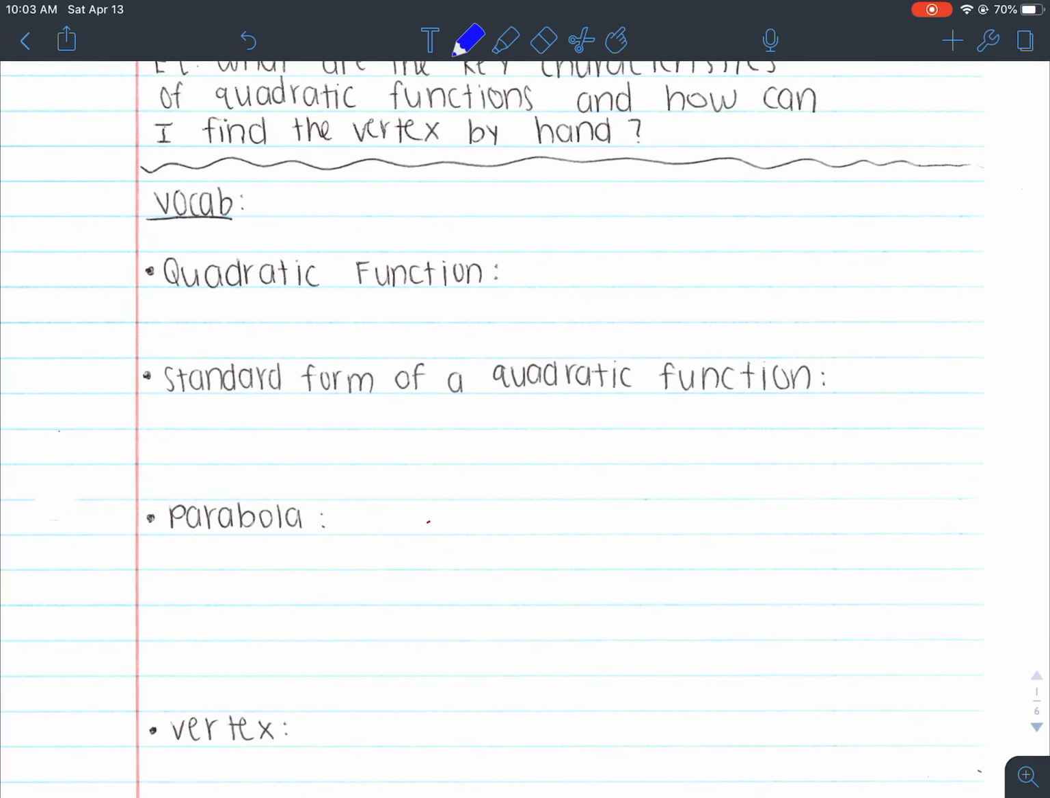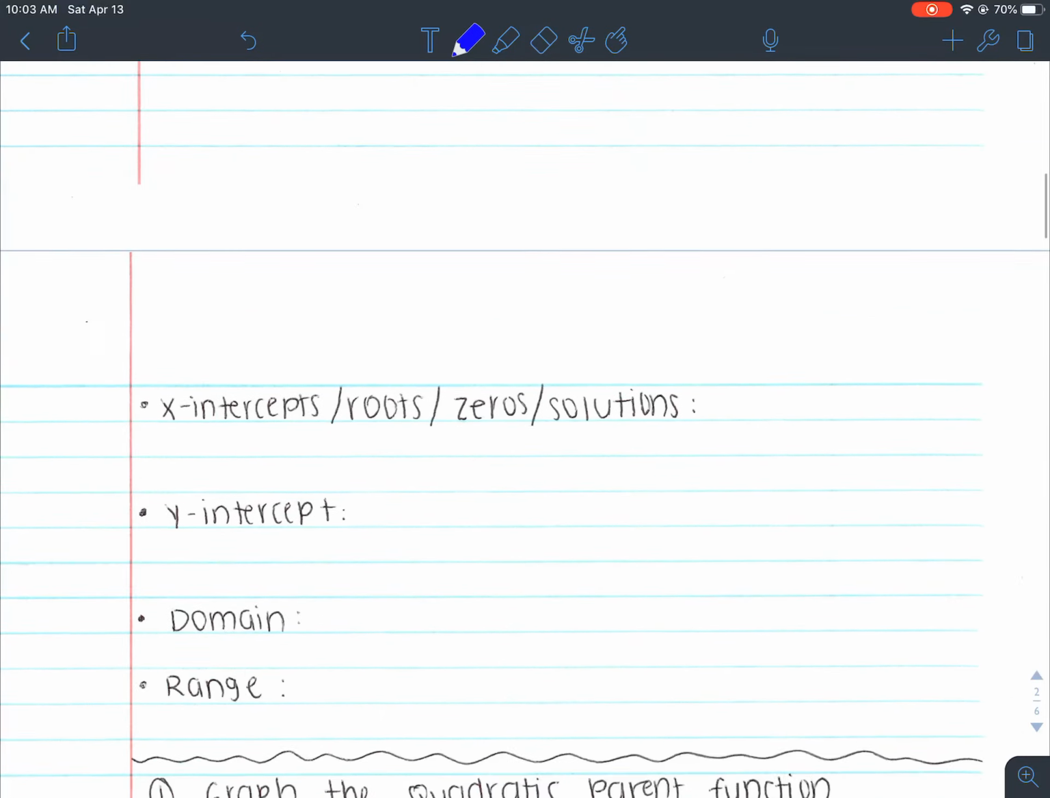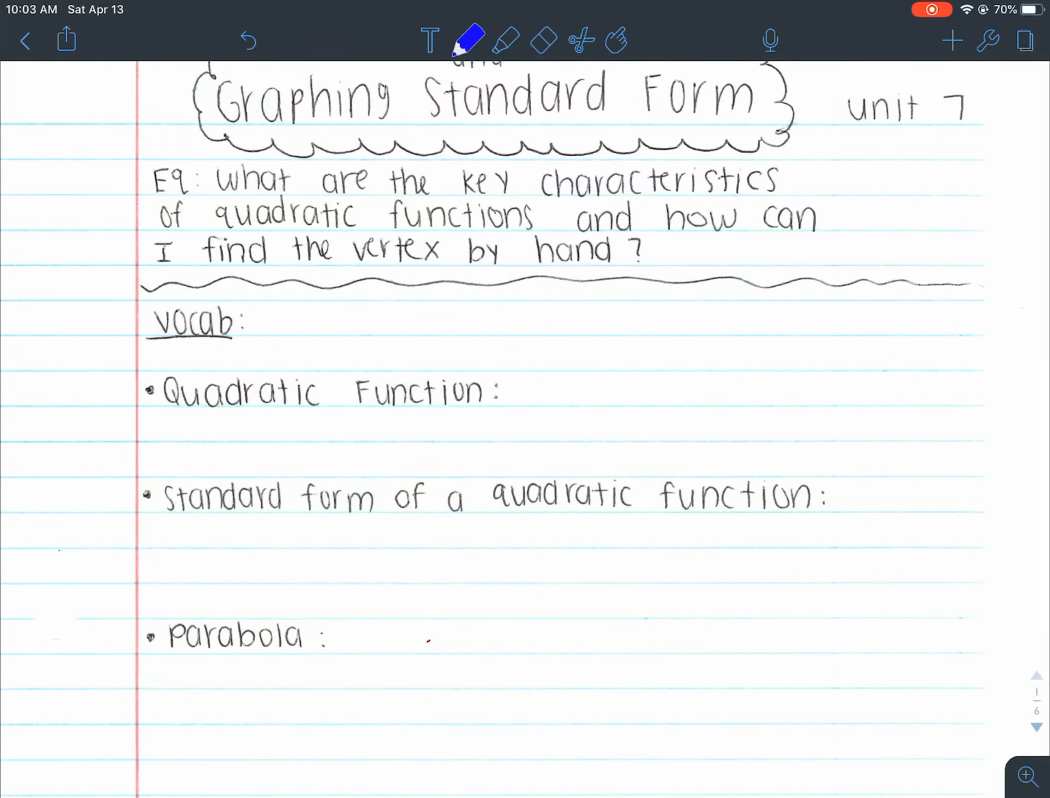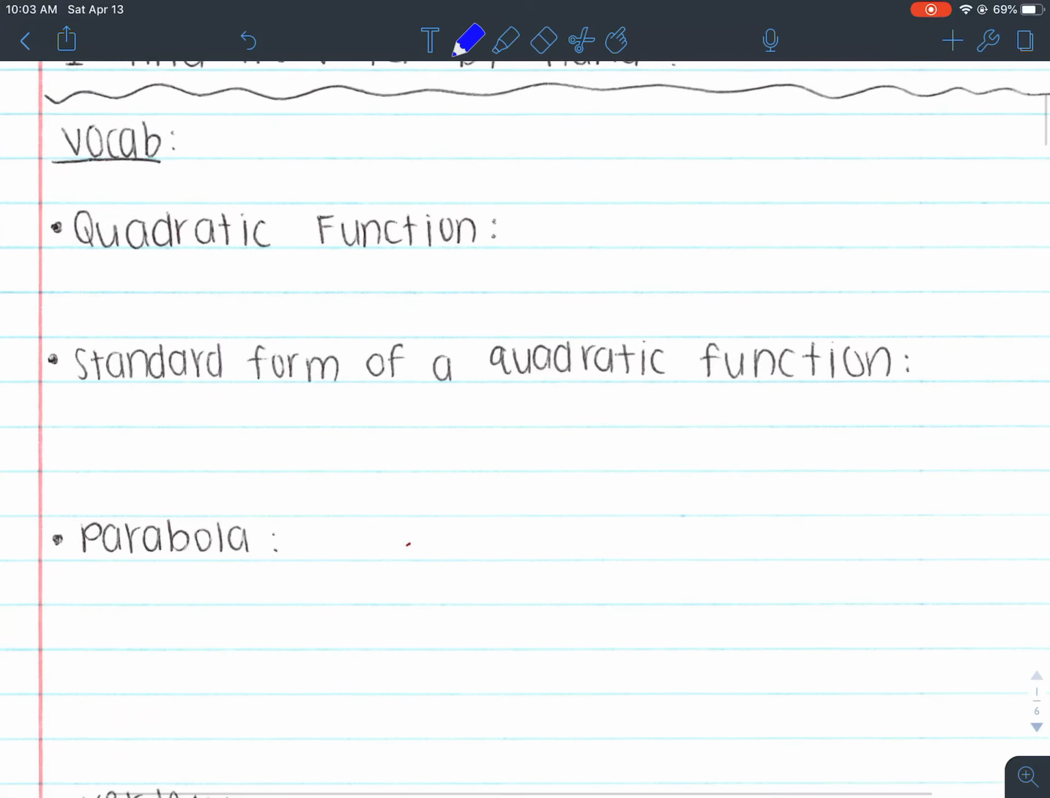We have some vocab for this unit. We have a ton actually that takes up the whole first page and about a quarter of the next page, but I'm going to be using these words for the entire unit, so we do need to know all of these words. So let's begin.